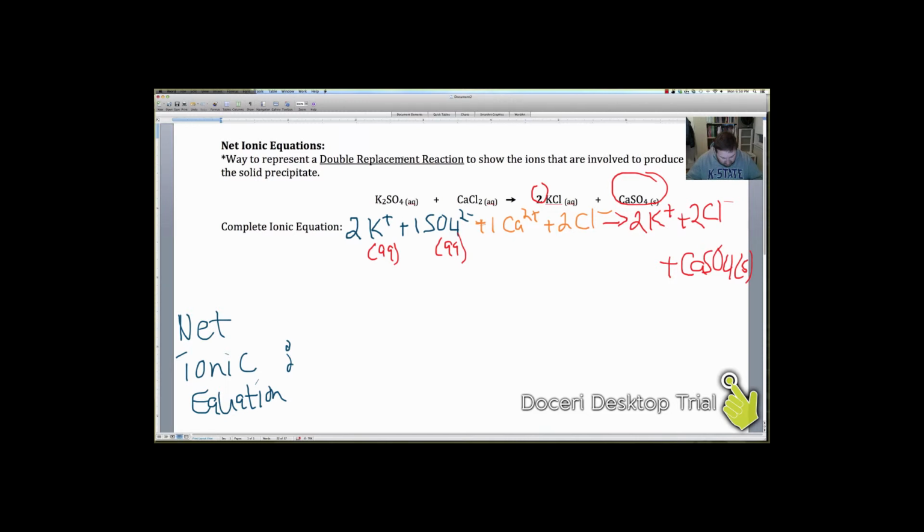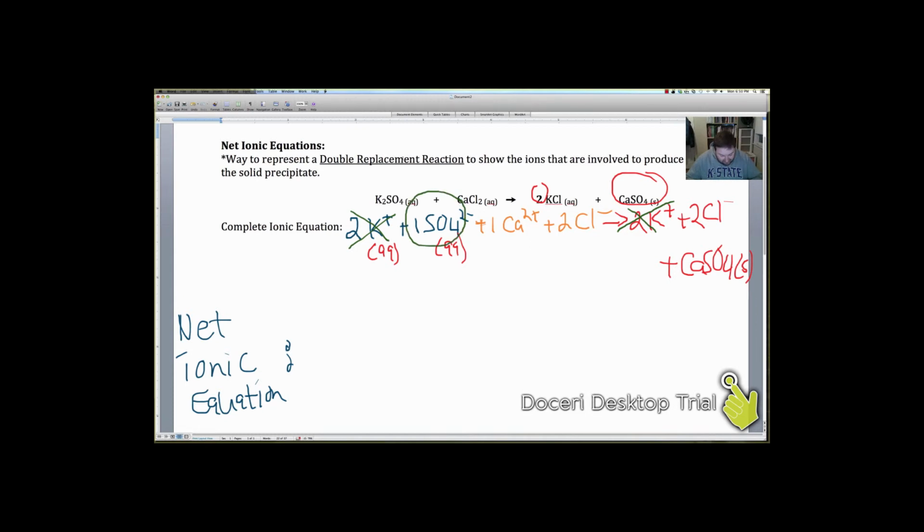So let me get a different color here. Let's see, 2 potassium 1 plus ions on the reactant side, 2 potassium 1 plus ions on the product side. And because that spectator ion doesn't change, I simply cross it out and can get rid of it. Come to the next guy, SO4 2 minus on the reactant side. However, when I come to the product side, it doesn't look the same. We don't have an SO4 2 minus ion anymore. It's become part of the compound. So I actually need to save this guy and use him later on.